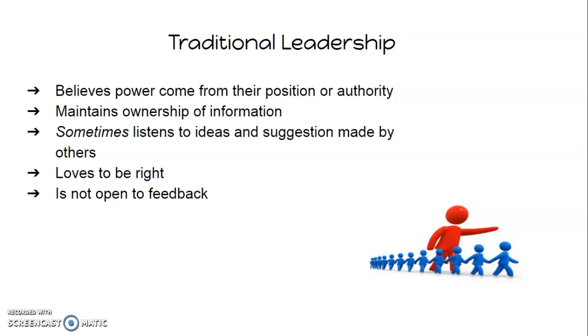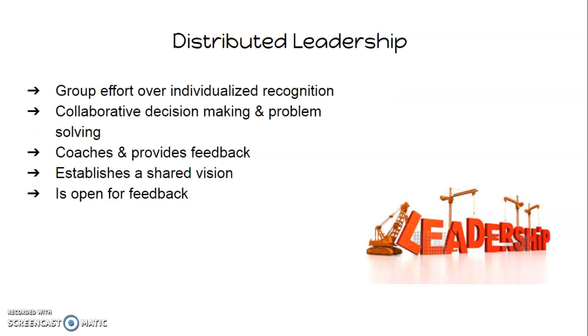Traditional leadership. Essentially the principal or the leader believes that power comes from their position or authority, and they sometimes listen to ideas or suggestions made by others. They love to be right and aren't really open to feedback, not open to criticism and such.